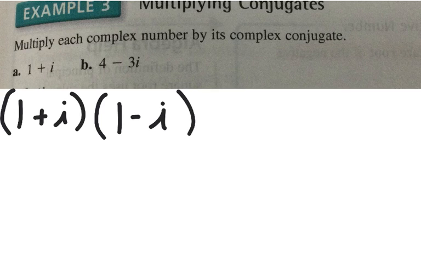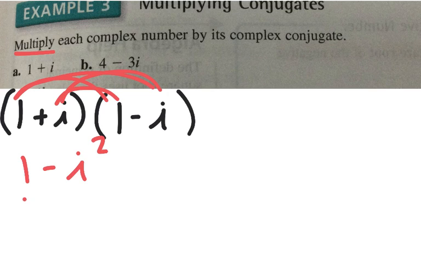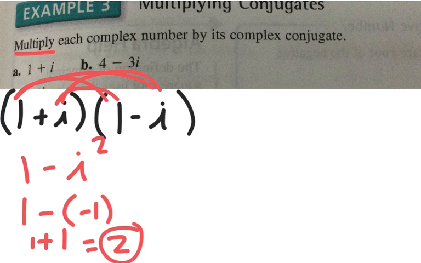So then we distribute, because it tells me to go ahead and multiply. 1 times 1 is 1. This is going to be minus i plus i, which cancels. And then I have minus i squared. But we said i squared is negative 1. So this is 1 plus 1, which is 2.